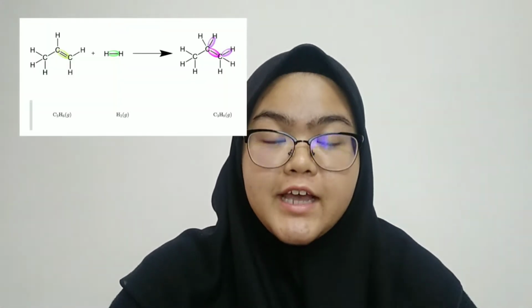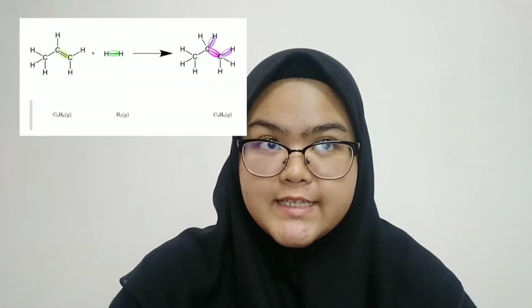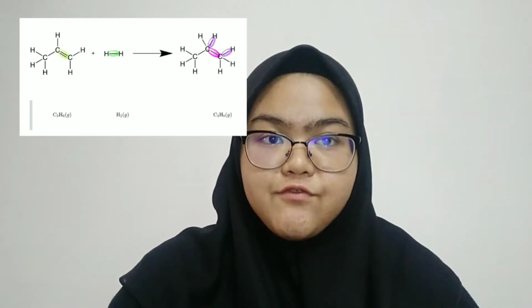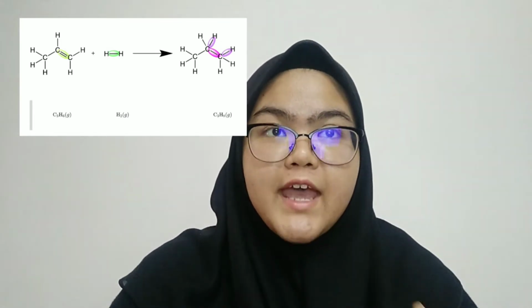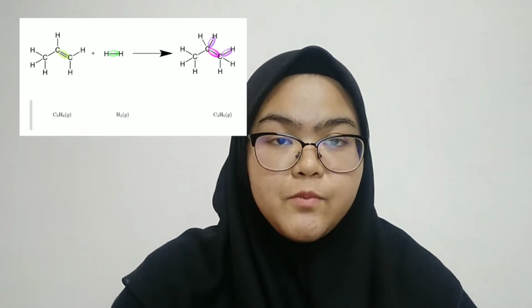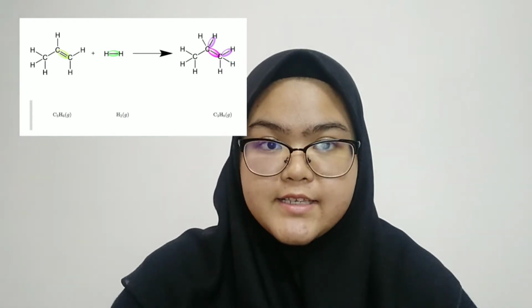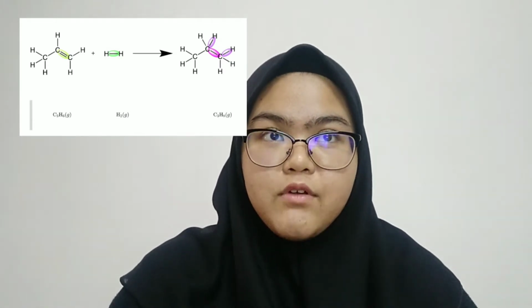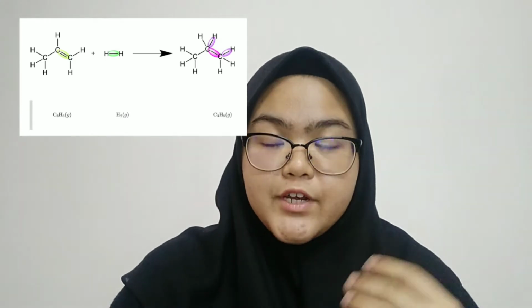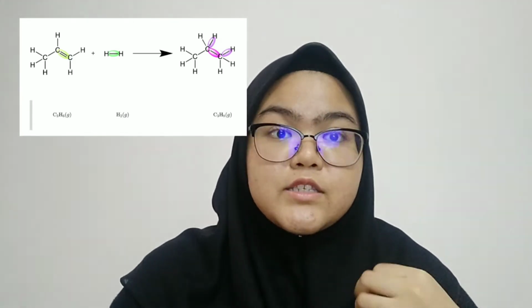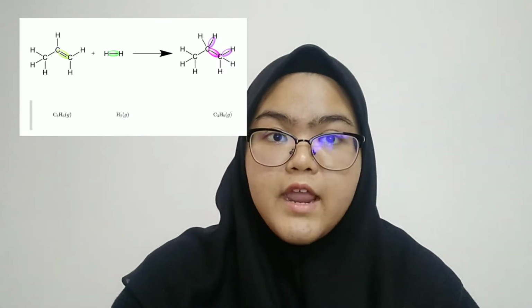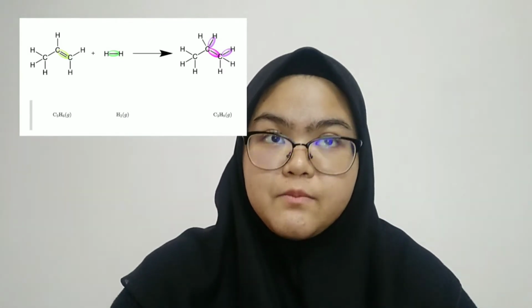During the hydrogenation of propene to propane, propene gas will react with hydrogen gas to form propane gas. To create this reaction, firstly we have to break the carbon double bond in the propene and the hydrogen single bond in the hydrogen gas. As I said just now, breaking bonds between atoms requires energy. The stronger the bond, the more energy it takes to break the bond.